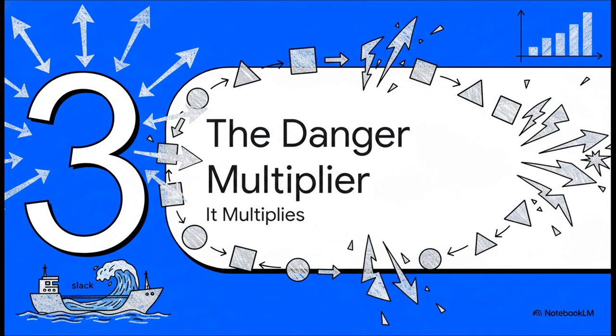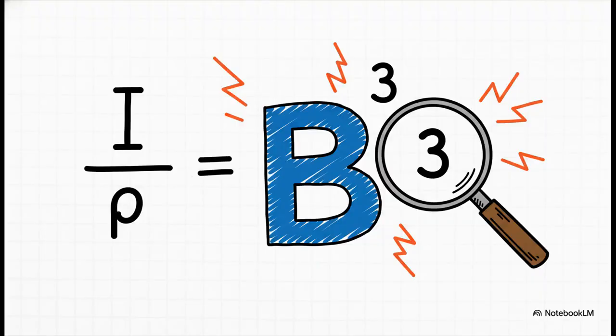And the way it multiplies is what makes this whole thing so incredibly hazardous. Okay, now don't worry, you don't need to memorize this formula, but I want you to look at just one part of it. See the breadth? That's the width of the tank. And how it's cubed? That little number 3? That is the key to why this whole thing is so incredibly dangerous.